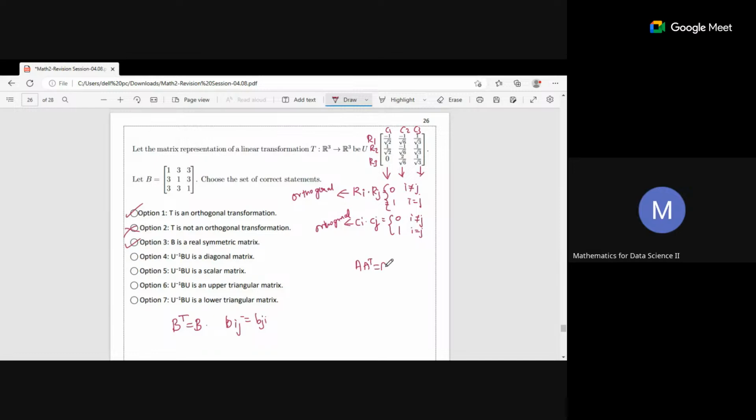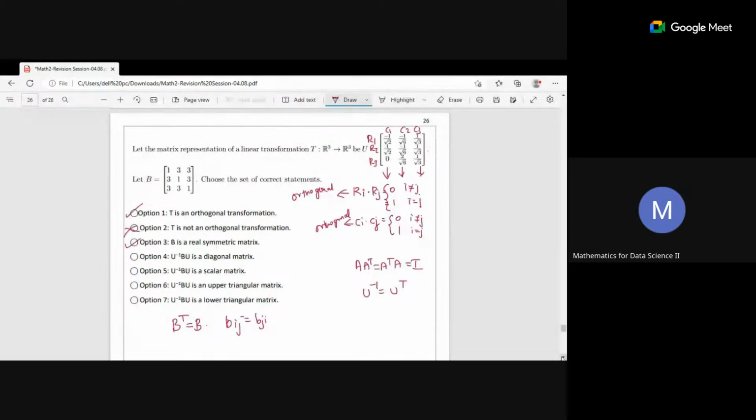AA transpose equals A transpose A, which equals I. So what is the inverse of this matrix? A transpose. Here it is U. So what is U inverse? It is simply U transpose. So you don't have to worry about how to find U inverse. It is an orthogonal matrix, so you know U inverse is simply U transpose.